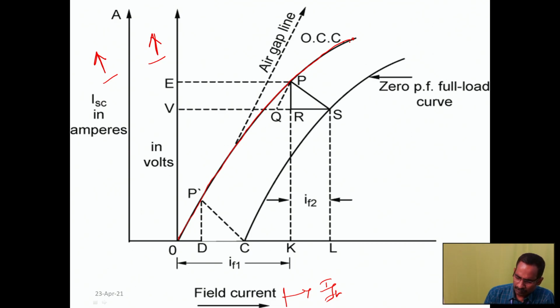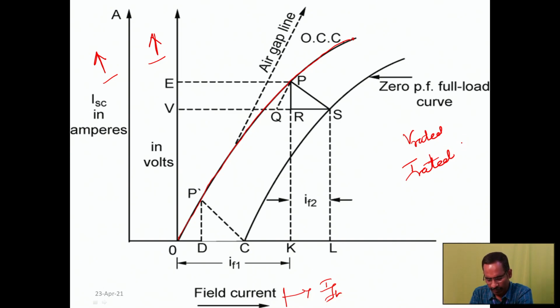Then I have conducted the zero power factor test. At this zero power factor test, at the rated voltage, I will bring the field excitation to produce the rated current and the rated voltage at zero power factor. Okay, so I have taken that value also.